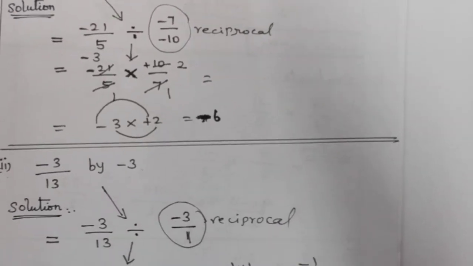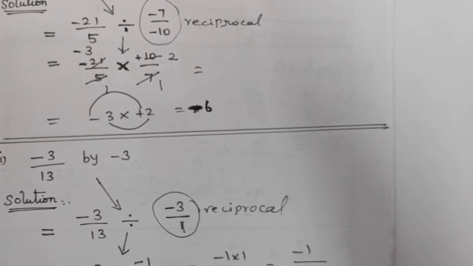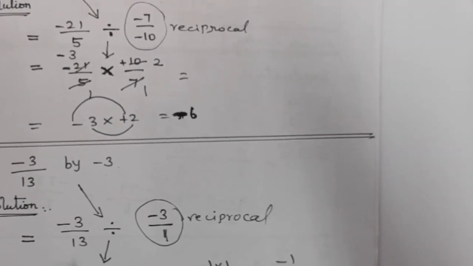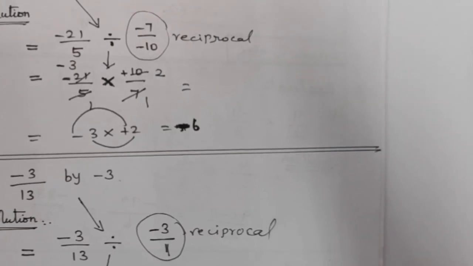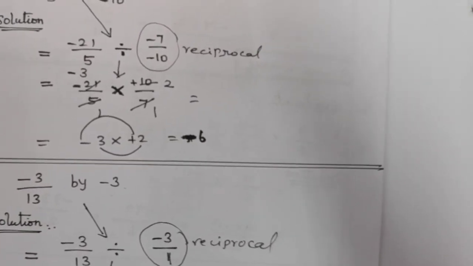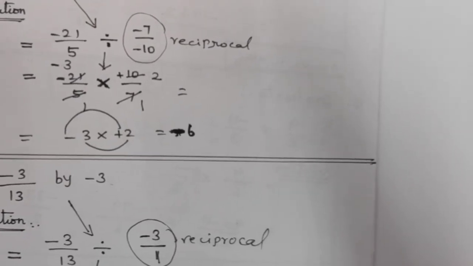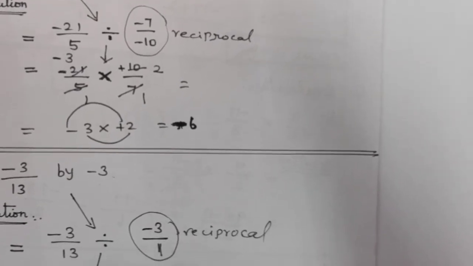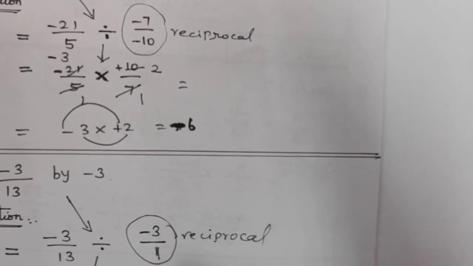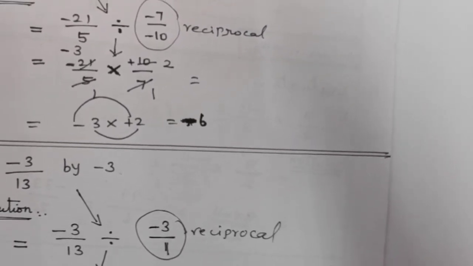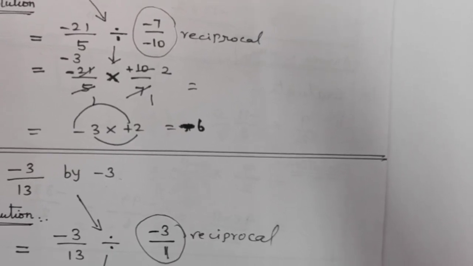Here put the minus symbol. Now any number cancelling is not possible there. 1 3 is 3. Here 1. Here the minus symbol, there you write the minus symbol. Minus 1 into minus 1. Minus into minus is plus. 13 into 1, 1 13 is 13. The answer is plus 1 by 13.